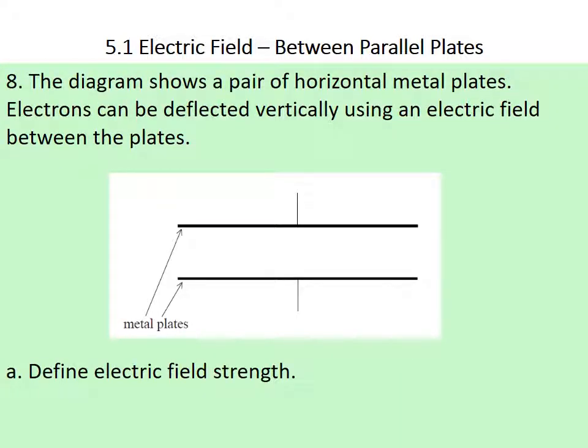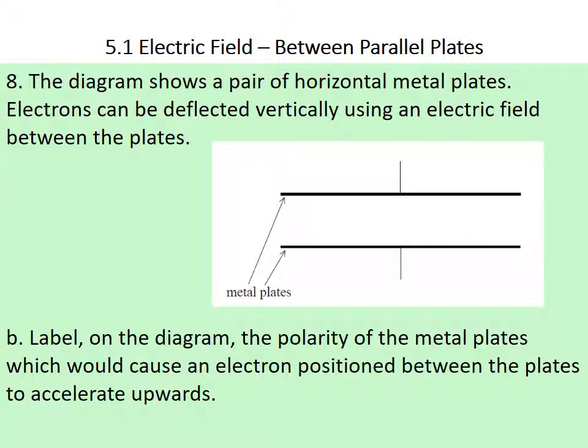Number 8, the diagram shows a pair of horizontal metal plates. Electrons can be deflected vertically using an electric field between the plates. Define electric field strength. So put into words what electric field strength is, and remember, whenever you get these questions on the IB exam, feel free to turn to your data booklet and put that equation for the electric field strength or whatever into words.